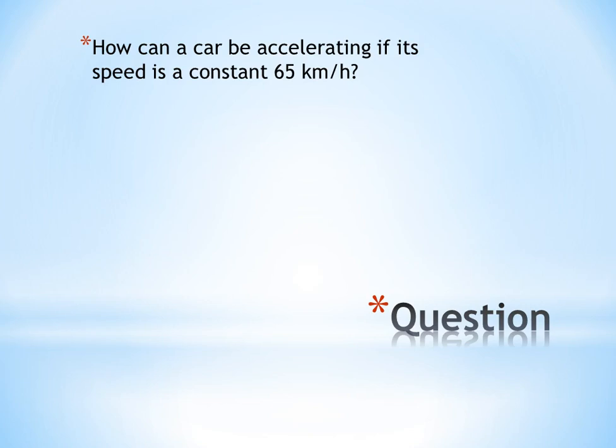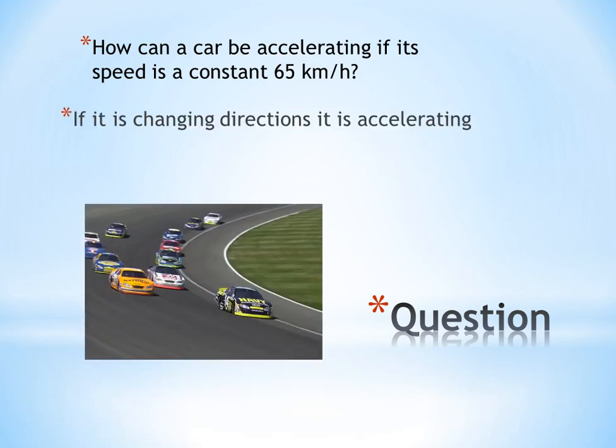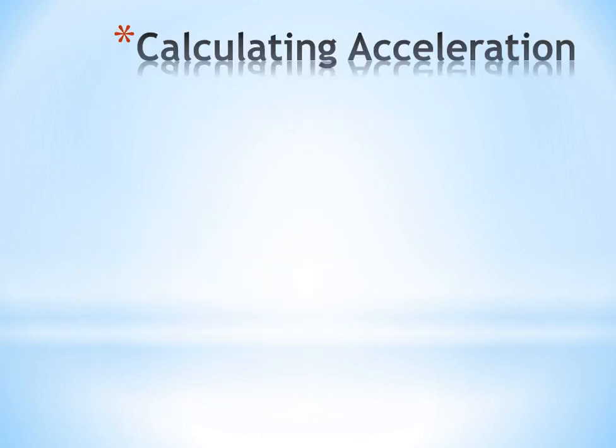Now, were you just listening? Because you should be able to answer this question if you were. How can a car be accelerating if its speed is a constant 65 kilometers per hour? Well, this means that it must be changing direction. There, you can be a race car driver and accelerate all day.